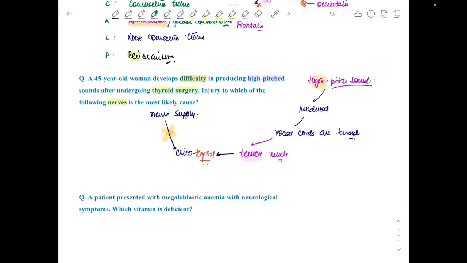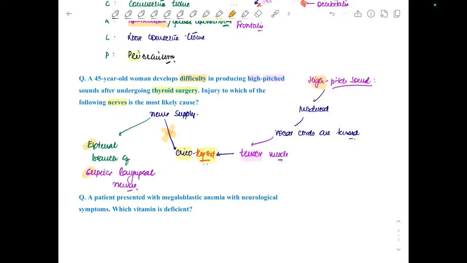Now the question is indirectly asking about the nerve supply of cricothyroid, and as Sunny Bunny rightly answered, this is the external branch of superior laryngeal nerve. Clear? So external branch of superior laryngeal nerve.